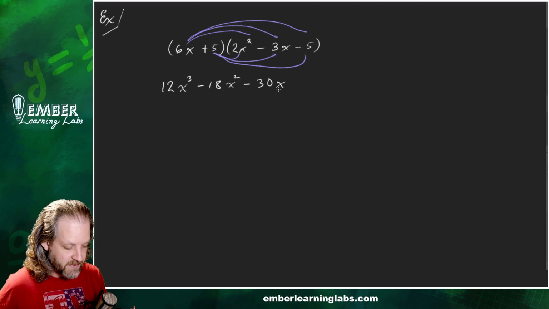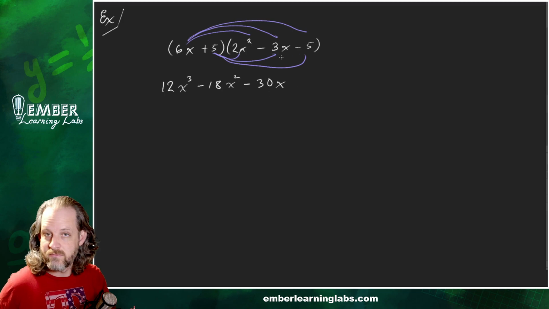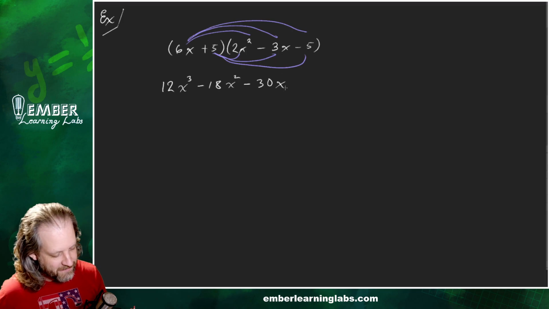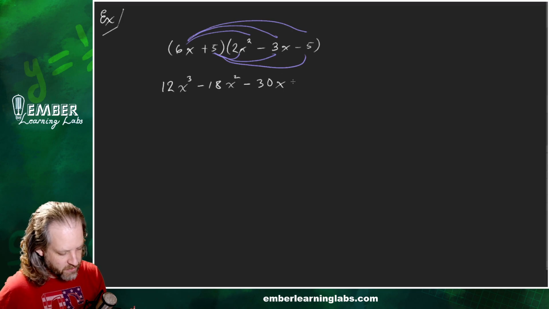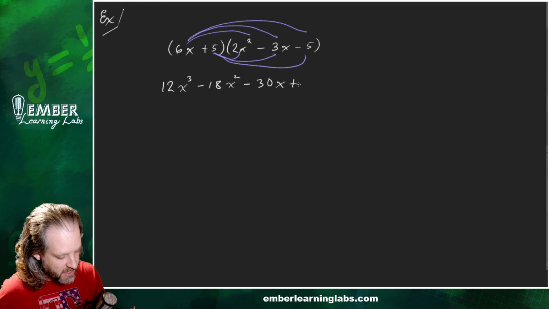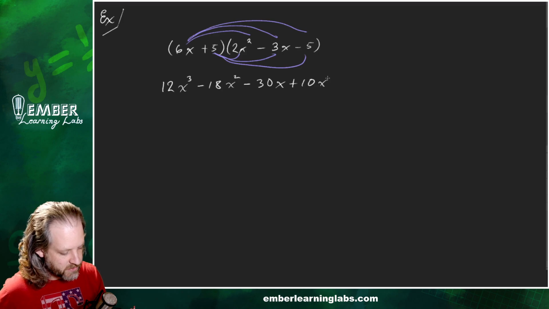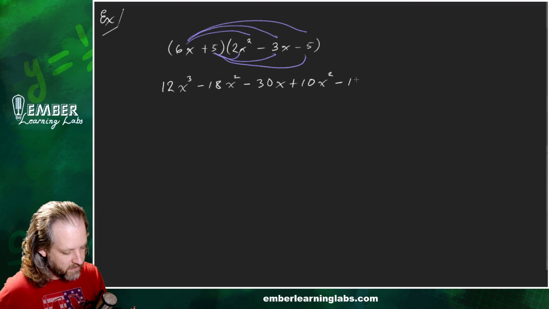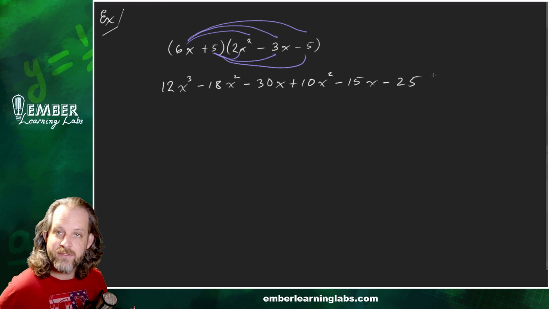All right, 6 times negative 5 is negative 30. X times nothing, not 0, but nothing, is x, right? 5 times 2x squared would be plus 10x squared. 5 times negative 3x would be negative 15x. 5 times negative 5 would be negative 25, right?